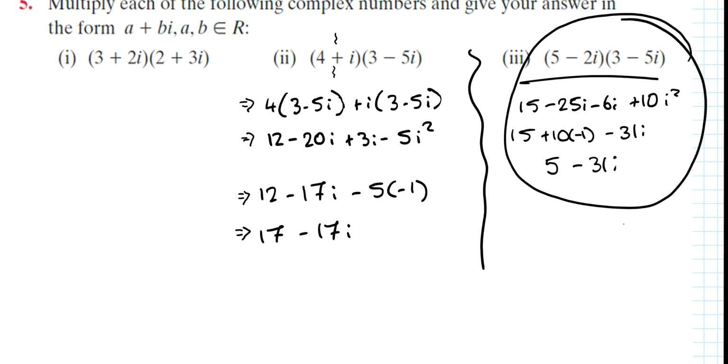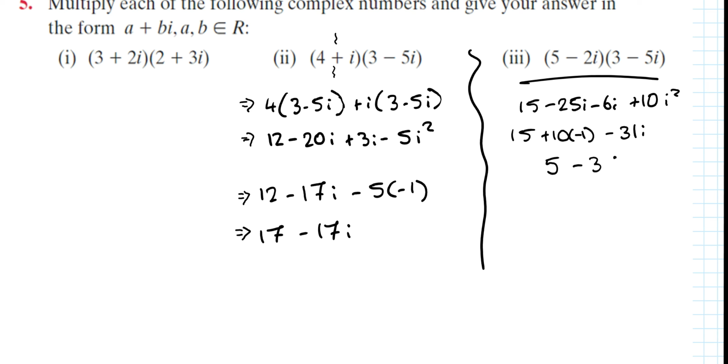Similarly over here then, 5 by 3 is 15. 5 by minus 5i is minus 25i. Minus 2i by 3 is minus 6i. Minus by minus is plus. 2 by 5 is 10. i by i is i squared. What do I know about i squared? It's minus 1. So I'm getting 15 minus 10. So that's 5. And then I have the minus 31i, which is missing here. It's minus 31i. That's missing right there.